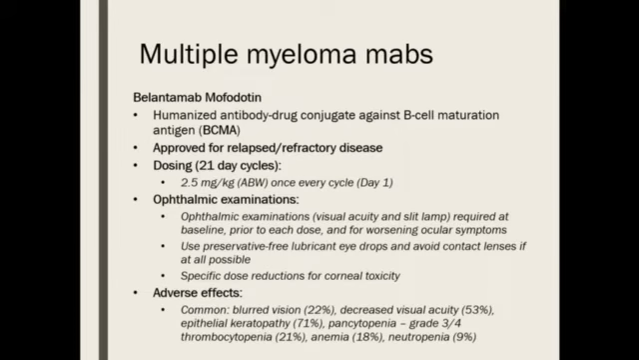Then we come to a product that was approved a couple of years ago with a novel target and mechanism of action. This is a humanized antibody drug conjugate against B-cell maturation antigen, or BCMA. This is only approved in the relapsed refractory multiple myeloma setting. The dosing is here on the slide, 2.5 milligrams per kilo, day 1 of a 21-day cycle. And I'm going to call out its novel toxicities, or requirements.